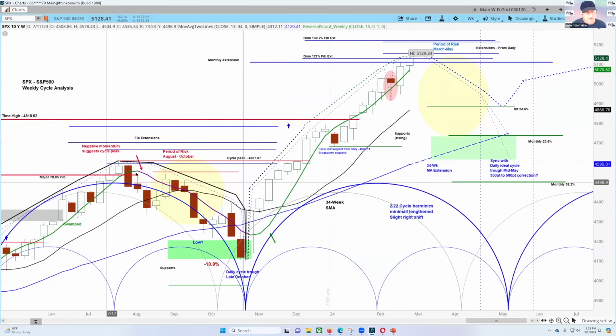You see what it did over here when the momentum turned negative, the reversal scout told you so right over here.